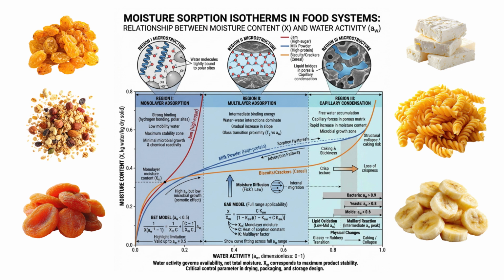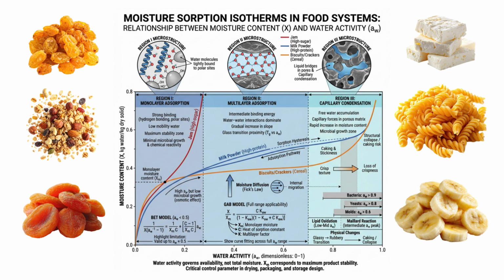Now let us connect this understanding to real food systems. Different foods follow slightly different sorption curves depending on their composition. High sugar products like jam show higher water activity at lower moisture content due to osmotic effects. High protein foods like milk powder have different binding characteristics. Cereal-based foods like biscuits show strong sensitivity to moisture changes, especially in terms of texture.